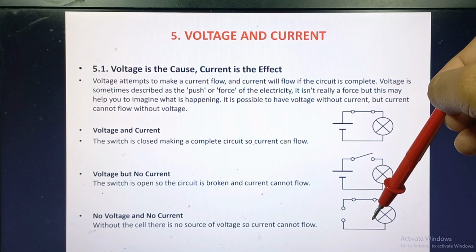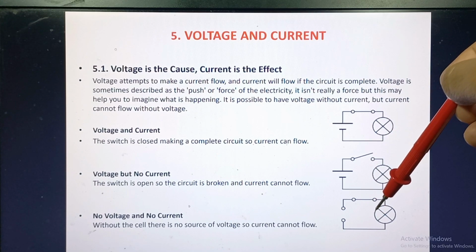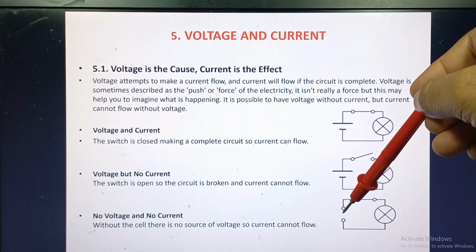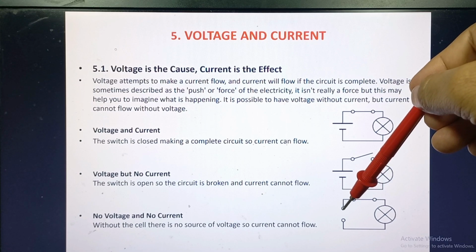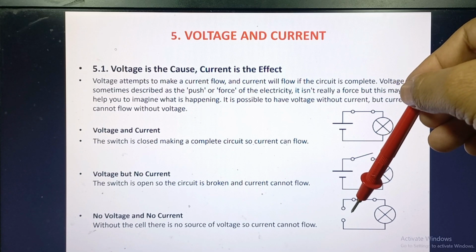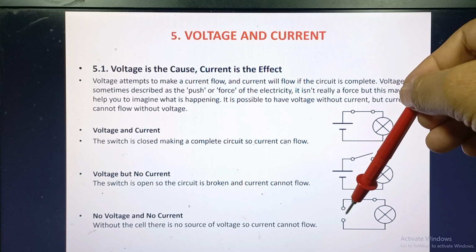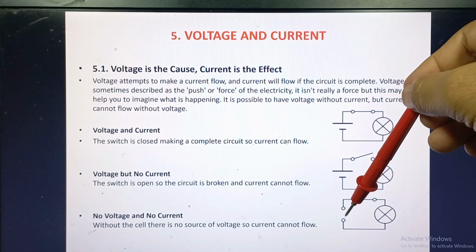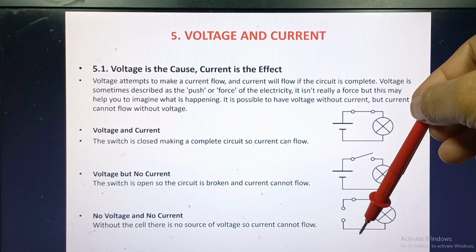Here in the third configuration, no voltage and no current. You can see over there, there is no power supply connection or no DC power source. So when there is no DC power source or electrical potential, there would be no current flowing through this load.